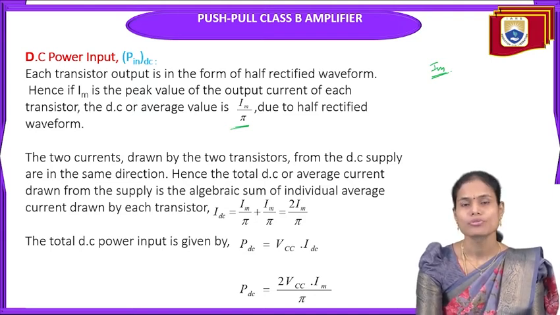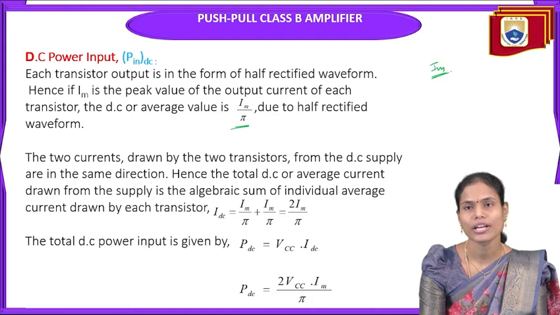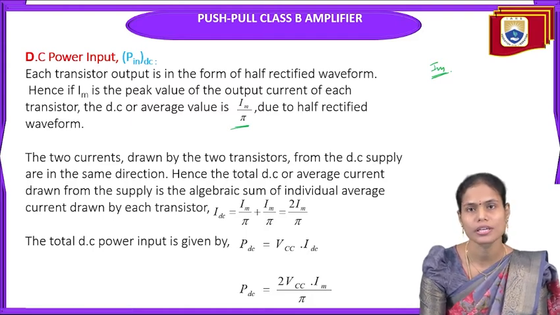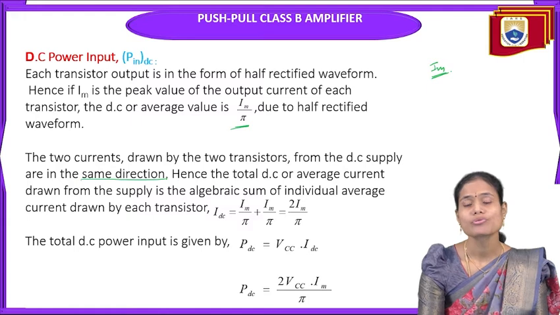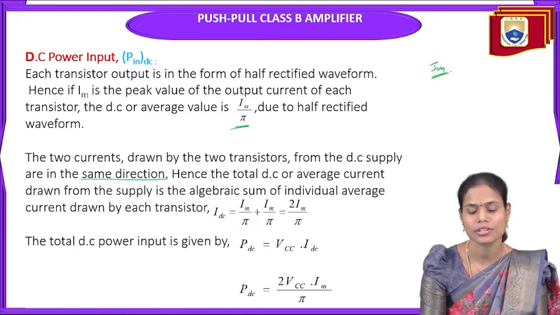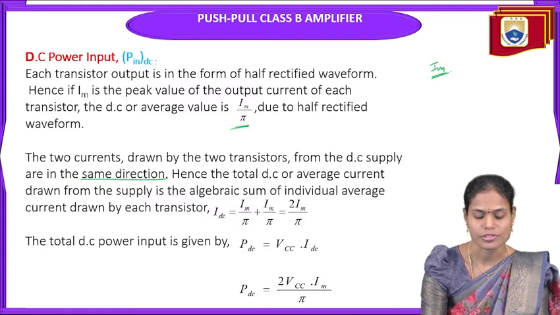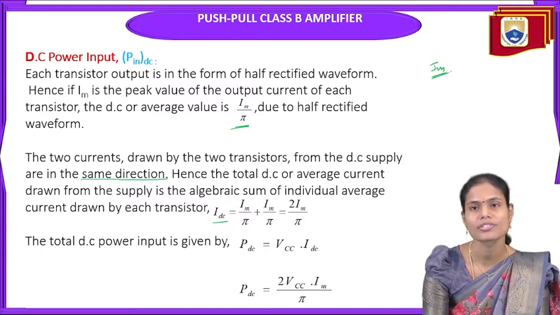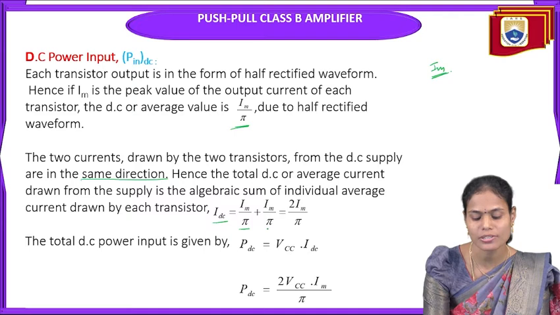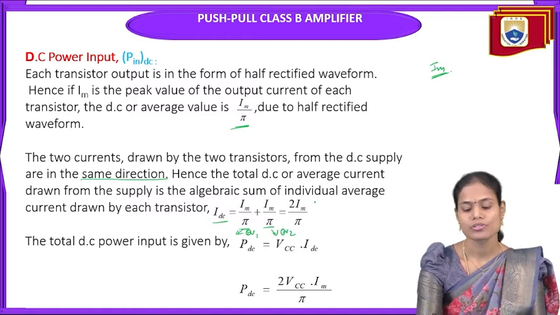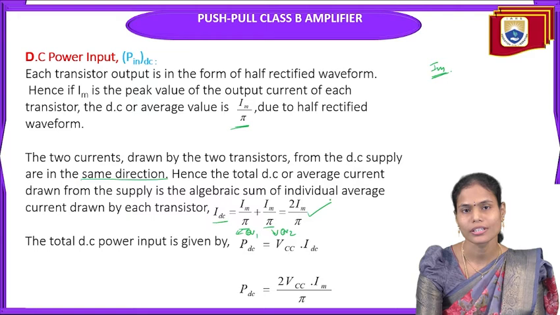So here the two currents drawn by the two transistors from the DC supply are in the same direction. I have already mentioned. Once they are flowing in the same direction, we have to take the average current as the sum of the individual currents which are flowing in the transistors. So that's why IDC or average current we are taking here as Im by pi plus Im by pi. This Im by pi is due to the transistor Q1 and this one is due to the transistor Q2. So the total DC or average current we are getting from the circuit is 2 Im by pi.